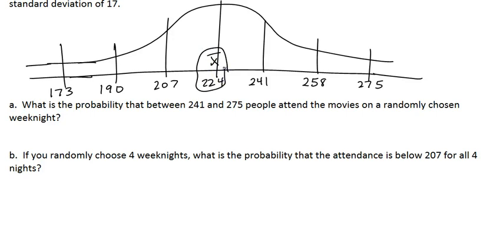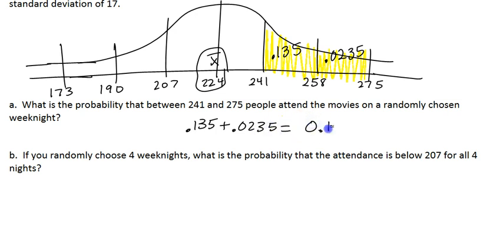Okay, part A. What is the probability that between 241 and 275 people attended the movies on a randomly chosen weeknight? So this one's back to the normal problem where they're just asking us in general. Let's say I selected one random person. So my 2 probabilities for those regions are 0.135 and 0.0235. Add them together. Again, please don't round. Give me the entire thing. There I go.